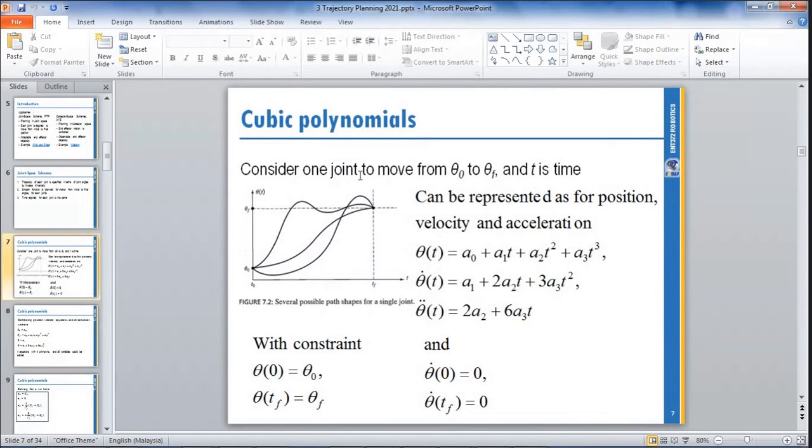So consider one joint moving from theta 0, which is the initial point. Some books say initial, some books say starting point. Theta final is the final point or goal point.